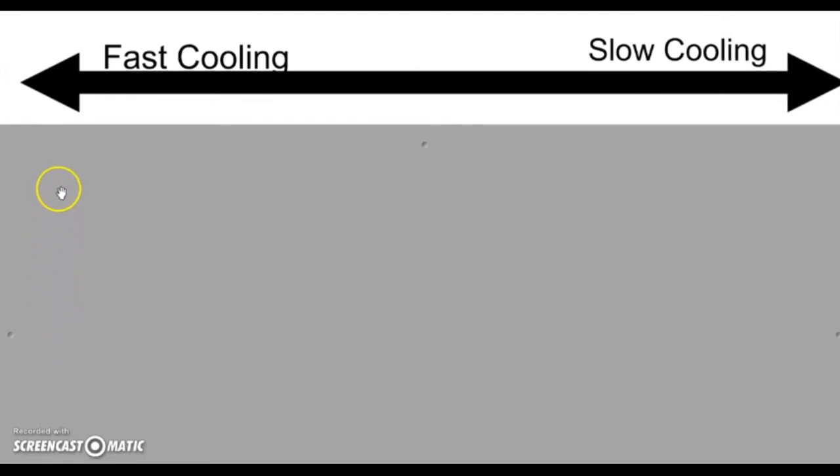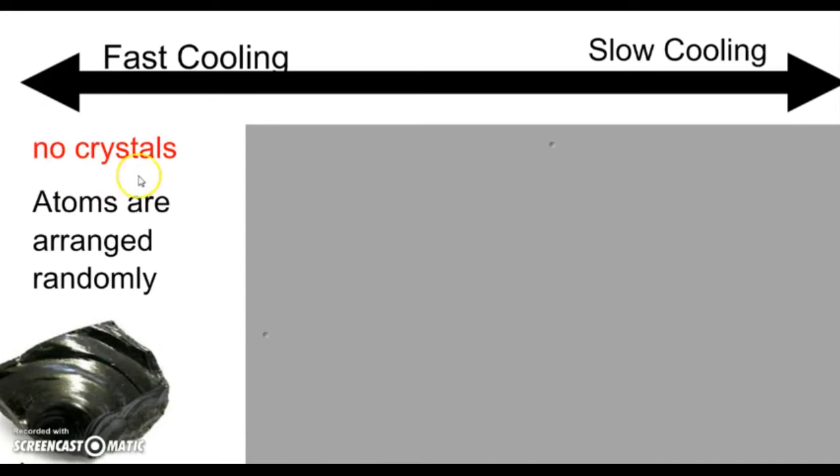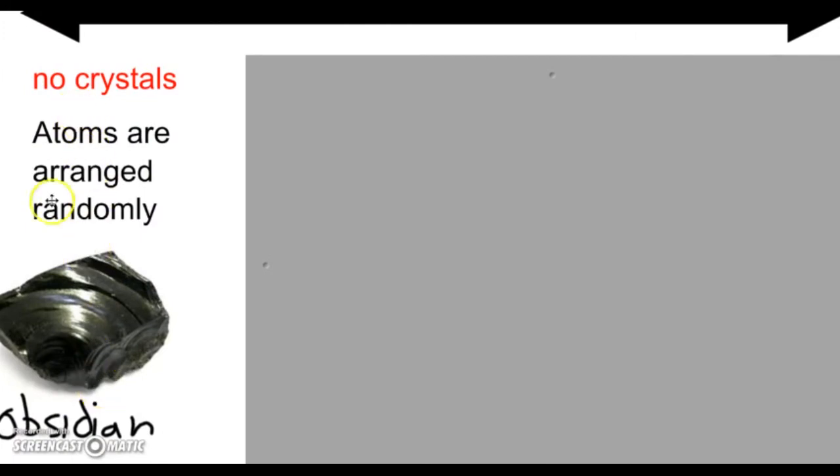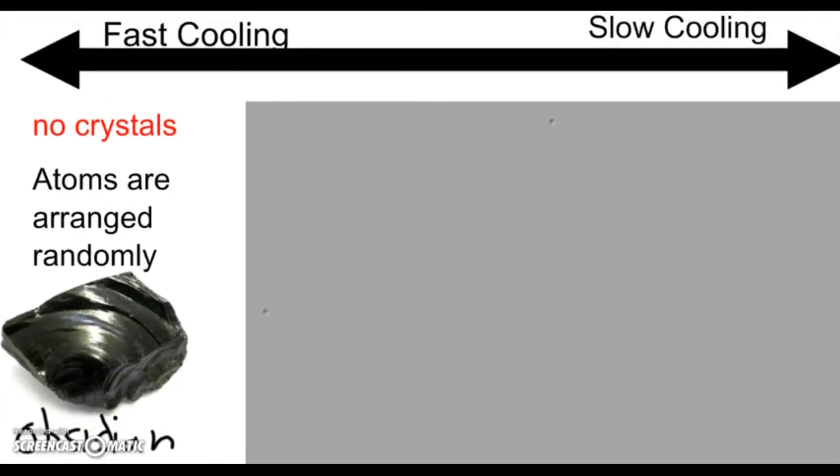Now, fast cooling means that the atoms don't have hardly any time to get, in an order, into a pattern. So what we end up with is no crystals at all when there's fast cooling. The atoms are arranged randomly. And the example here would be obsidian. Obsidian does not have crystals in it. It's glassy. We'll see some in class. And the thing you really need to understand is that it cooled really quickly.